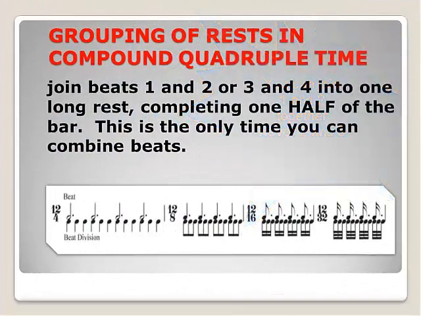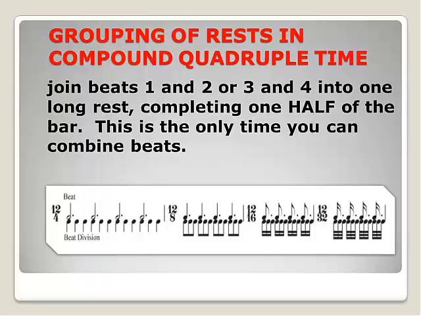Compound quadruple time always has a 12 in the time signature. That means that we have 4 beats and 12 pulses in each measure. In simple quadruple time, we also had 4 beats. Do you remember in simple quadruple time, you can use a rest for the first half of the beat or a rest for the second half of the beat. However, you can never join the second and third beats together.